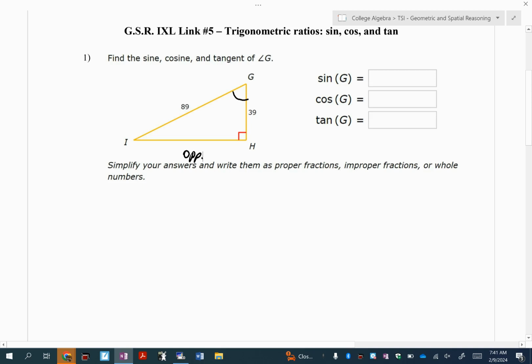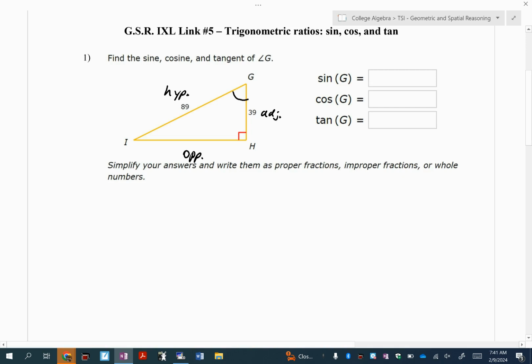Now, again, looking from the perspective of angle G, do you see this side length that's 39 units? This is the adjacent side. And then I told you guys, what is the name for the side that is across from the 90-degree angle? Hypotenuse. Very good, Mira. Hypotenuse. Now, the hypotenuse will never change.